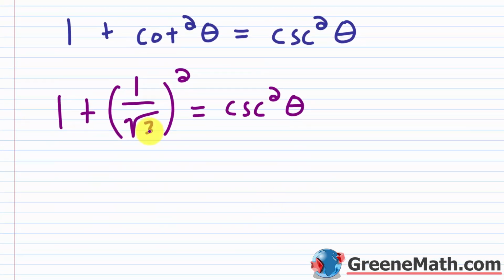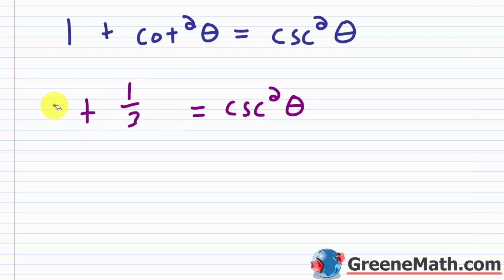And so now if I square this, I'm going to get what? I'm going to get 1 squared is 1. Square root of 3 squared is 3. So this is just 1/3. To add this to 1, I'm going to get a common denominator and say this is 3 over 3. So this is basically going to give me 4/3. So 4/3 is equal to, and let me write this in another way. So cosecant squared theta is equal to 4/3.